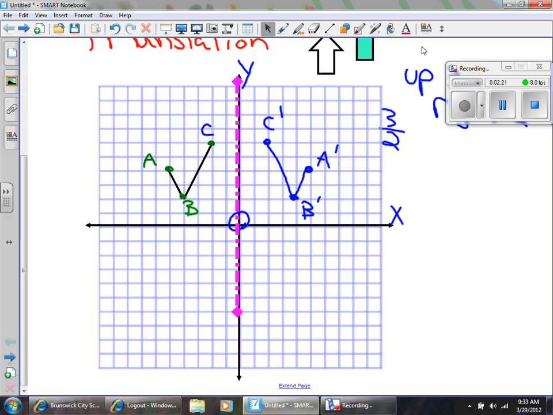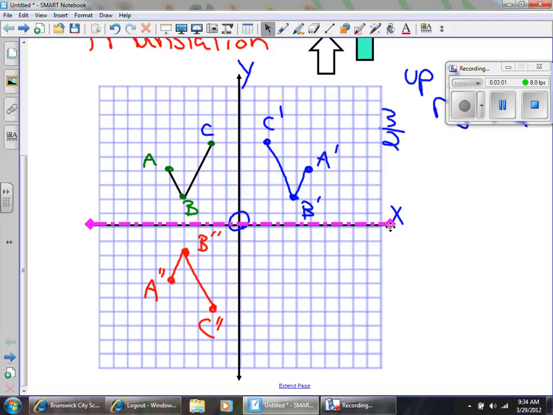Then again, the mirror could be the x-axis. In that case, the check mark is going to end up underneath, and I just do the same thing. B double prime would be here. A, 1, 2, 3, 4, 1, 2, 3, 4. It's all based on how far you are from the mirror. 1, 2, 3, 4, 5, 6, 1, 2, 3, 4, 5, 6, and there is C double prime. All right, there you go.